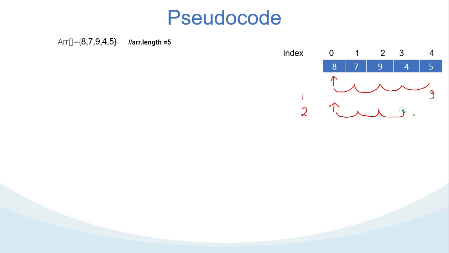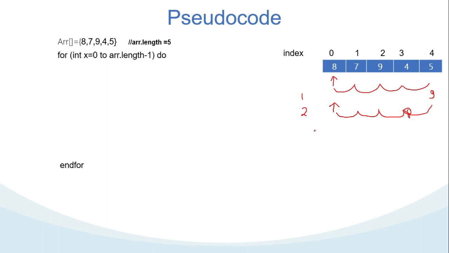We compare it to index 4. And then at the end of this pass, the second largest number, which is 8 in our case, will bubble up and will be here. Okay, and so on. So from this, we understand that we need a nested loop.